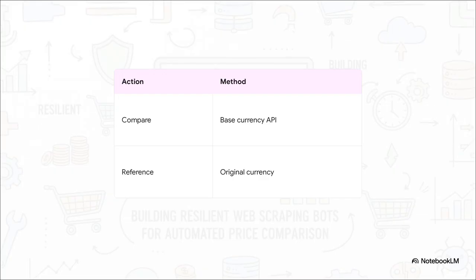Okay, Section 4, managing currencies and data. So you've bypassed the security, you've got the data, now what? You have to standardize it, or it's totally useless. A raw number floating around without context doesn't help anyone make a pricing decision. The golden rule for scraping globally is to convert everything into a single base currency using a free exchange rate API for your comparison math. But, and this is a big but, for your actual database reference, you must strictly store the original currency. Without that original currency and a timestamp of the exchange rate, you literally cannot validate the bot's math later on.